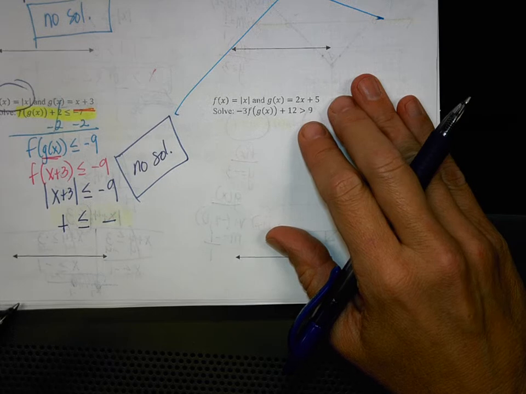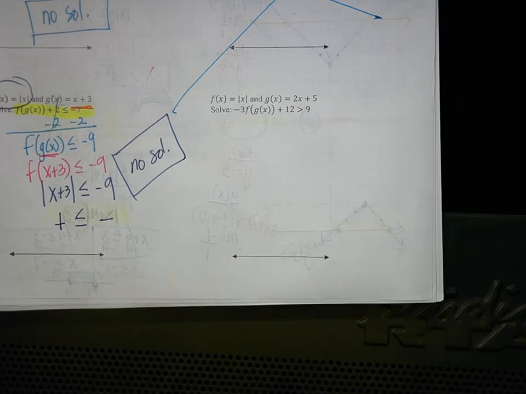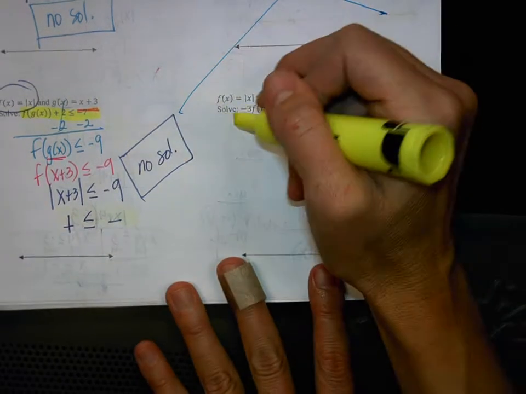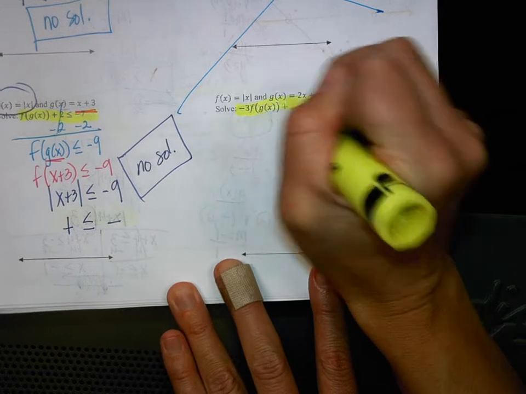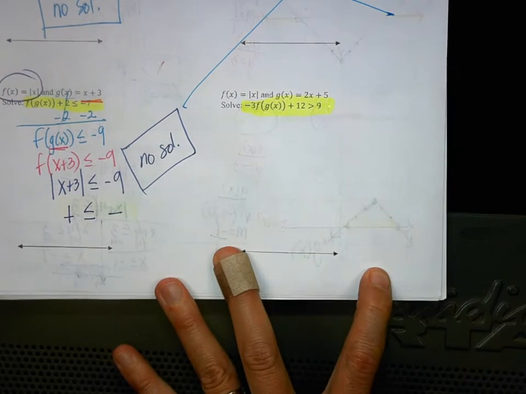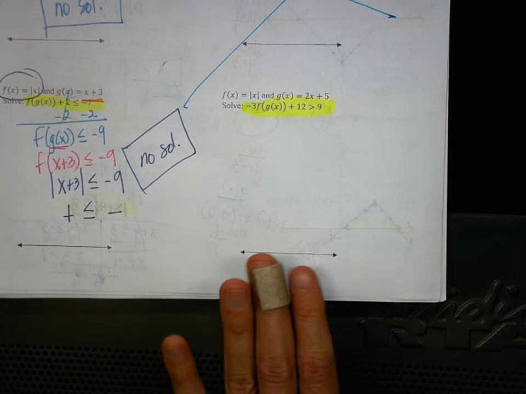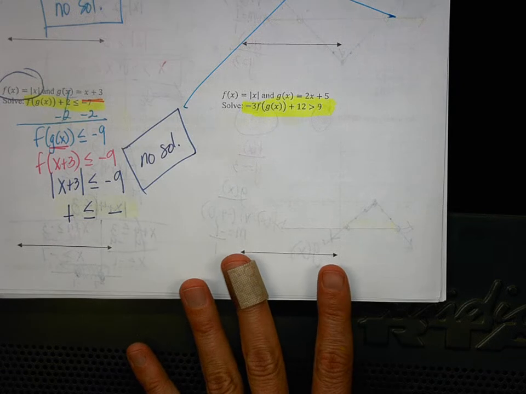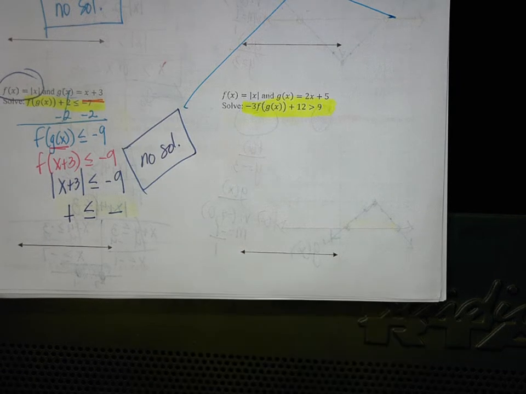Okay? So, highlight this whole thing to make sure you don't miss part of the problem. We need to get the f of g of x by itself. What would you do first on this one? Okay, get that by itself. See if you can set up the whole equation.